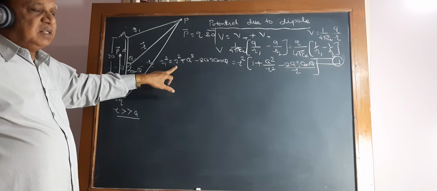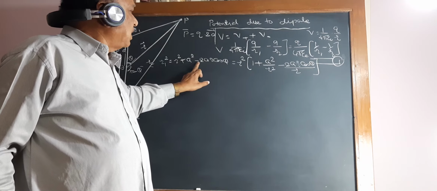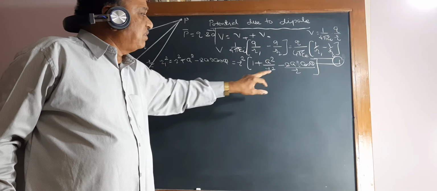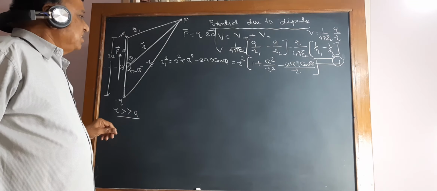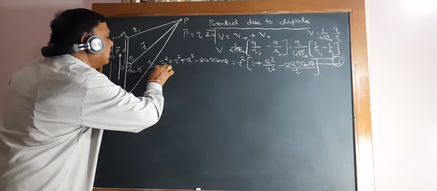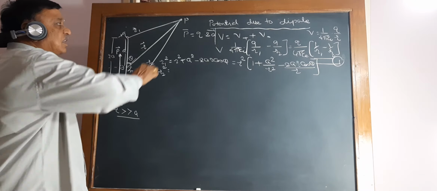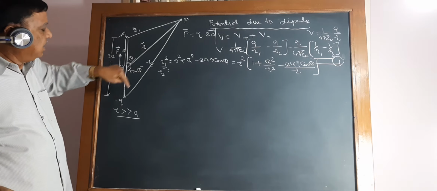R square common, 1 plus A square by R square minus 2AR cos theta by R square, means 2A cos theta upon R. Similarly, R2 square for second triangle OP and minus Q.